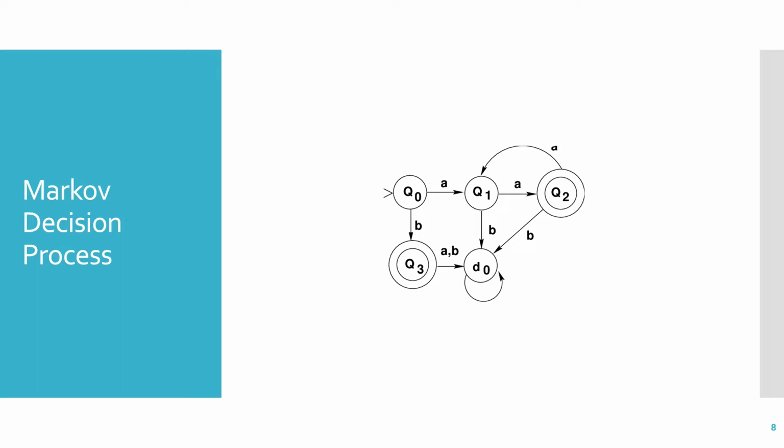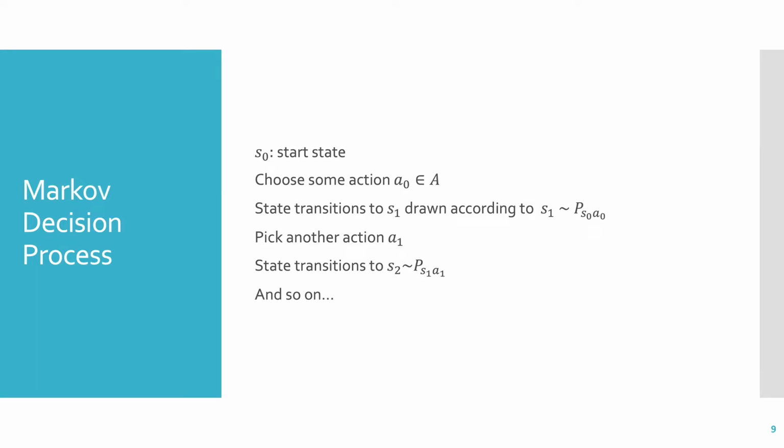Remember automata? Remember finite state machines? This is basically what a Markov decision process looks like. We will start in some state S0, and we get to choose some action A0 from A. As a result of our choice, the state transitions randomly to some next state S1. This S1 is drawn from P sub S0 A0. Then we get to pick another action, A1. As a result of this action, the state transitions again, now to some S2, which is drawn from P sub S1 A1. We then pick A2 and so on.